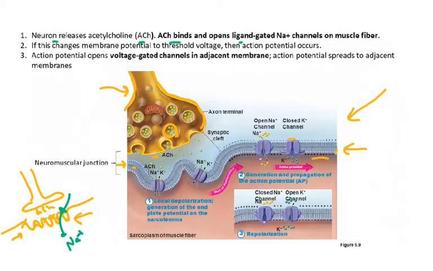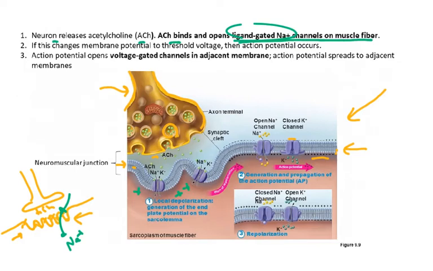So the neuron releases acetylcholine. Acetylcholine binds ligand-gated sodium channels on the muscle fiber, specifically the motor end plate of the muscle fiber, where there's a big concentration of these ligand-gated sodium channels. When it does so, sodium rushes in, and that's going to bring in this positive charge instead of a negative, to get rid of the negative charge. So this is called depolarization because the sodium's bringing in these positive charges.